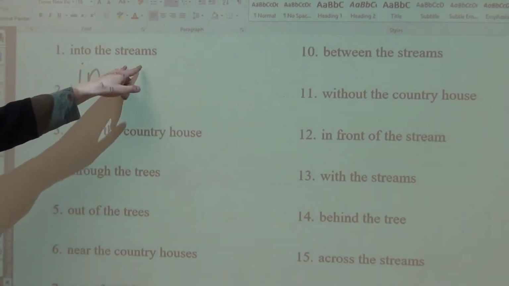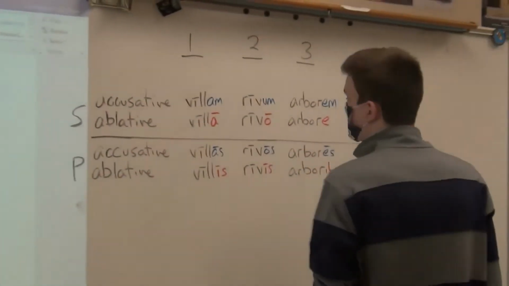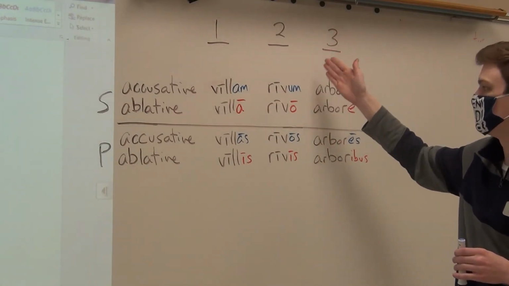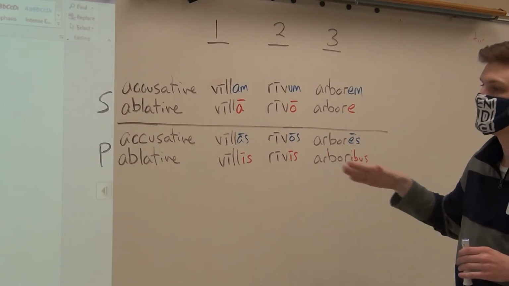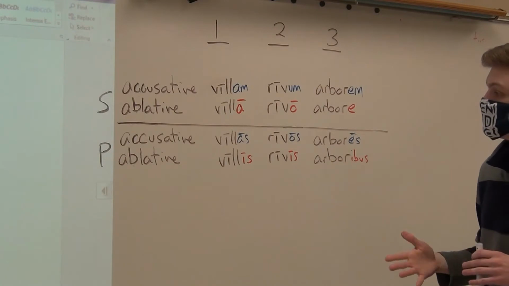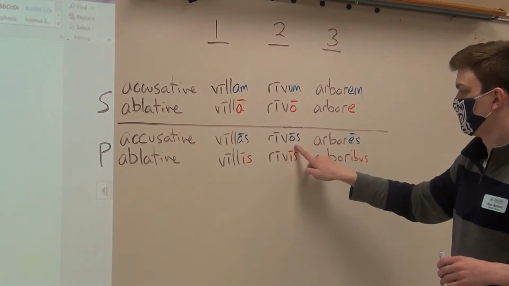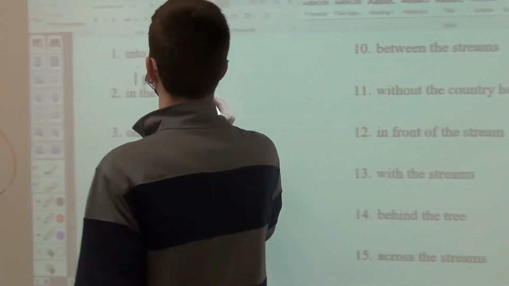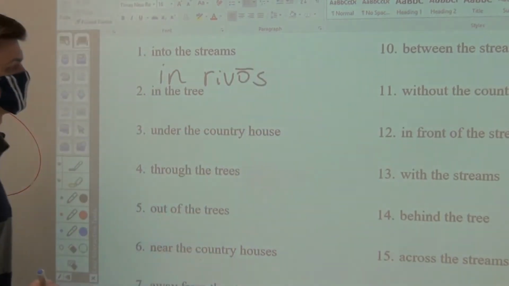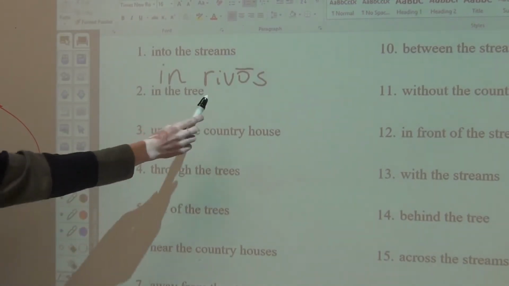Okay, and then streams. So if you go over here, we have a handy dandy chart. Streams is rivus, rivum, rivo, rivos, rivis. Second declension, and it is accusative plural. So we found the accusative. Here's the plural, rivos. So we know that into the streams would be in rivos.